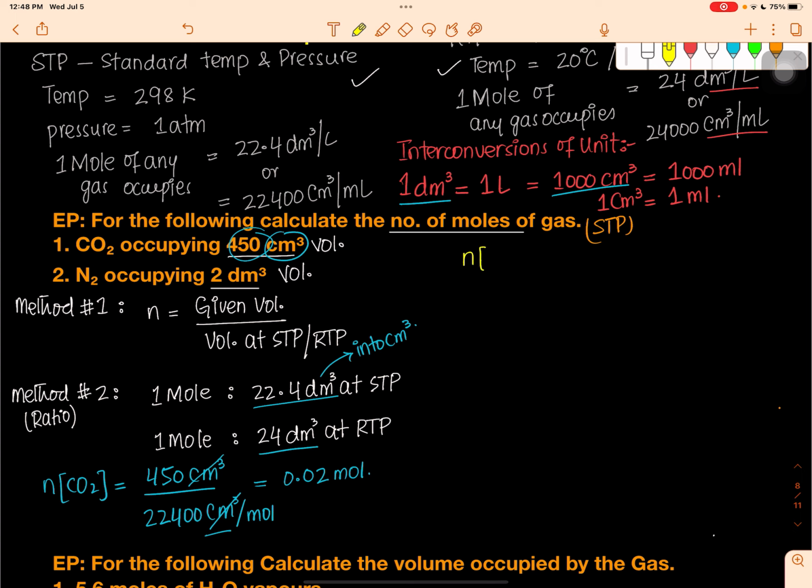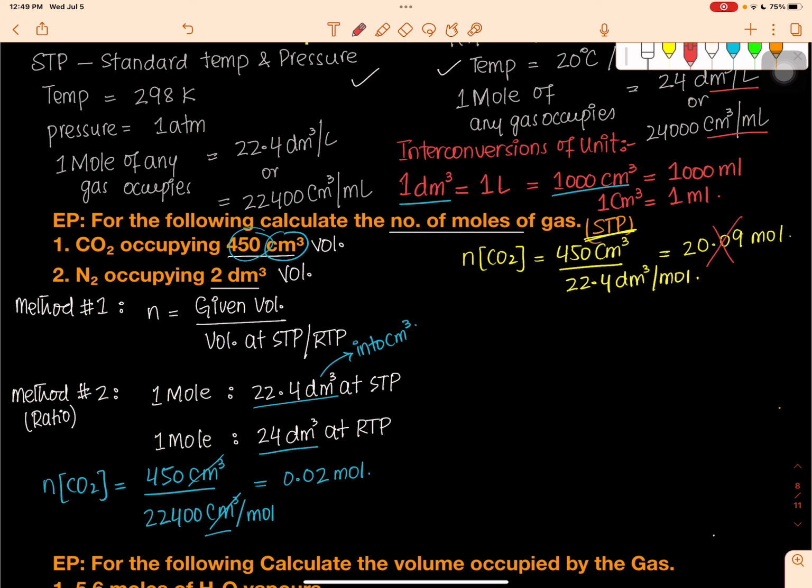just like here, number of moles of carbon dioxide, which is equal to 450 cm cube, and I have taken the volume at STP, which was 22.4 dm cube per mole. So what will happen if we do the maths? We will get the answer, which will be 20.09 moles. So this will be a wrong answer. And why? Because the mole was not 20.09, it was 0.02.